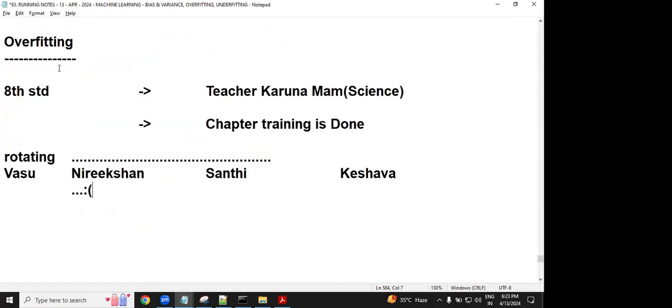Let me take the same scenario. This is underfitting. What do you mean by underfitting?